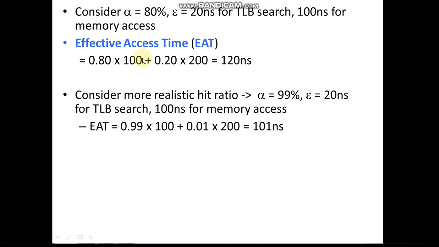The way to calculate the effective access time: 80% is the hit ratio, so 0.8 into the time required to access the memory, that is 100 nanoseconds, plus 0.2, the remaining 1 minus 0.80, into 2 times the memory access. If it is not available in the TLB, then it has to be obtained from the main memory into the TLB, and then it is obtained. That's why it requires 2 times. So it is 0.2 into 200. If you do this, you'll get 120 nanoseconds.